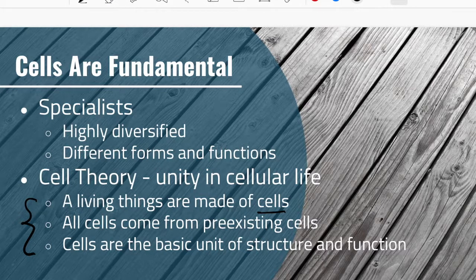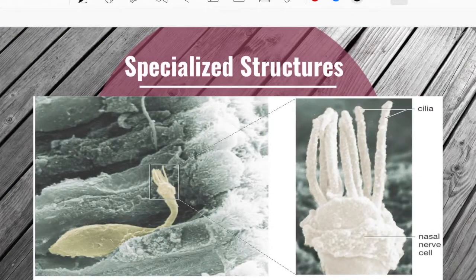Cells are the basic unit of structure and function. So understanding how a structure works at the cellular level helps us understand how that structure might work at an organism level. Understanding a function such as digestion at the cellular level helps us understand how it works at the organ level. So you can have many different types of specialized cells, and within the cells you can have many types of specialized structures.